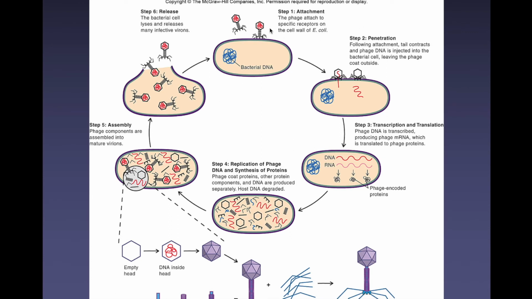This is another picture of the same process. So step 1 here, attachment or adsorption. Phage attaches to the host cell through these tail fibers. And again, it would be very specific spots on that cell envelope.